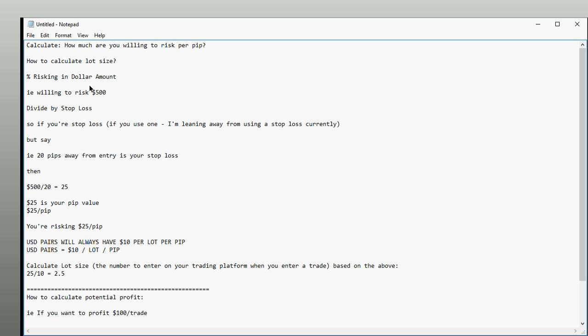The stop loss will automatically close out the trade if the trade happens to go against you. If it goes against you $500 worth, it will automatically close you out. So you won't lose more than $500, okay? So this is where the stop loss comes in.